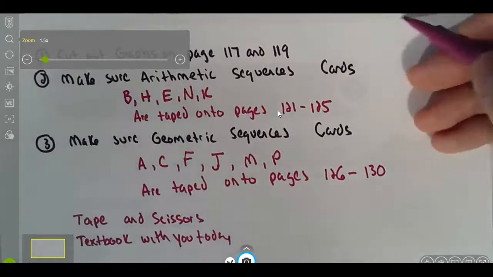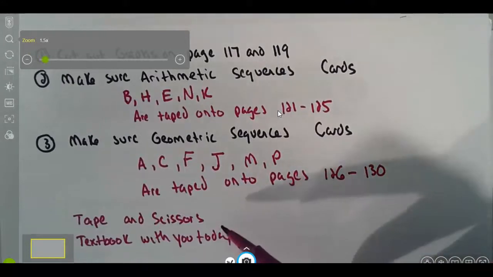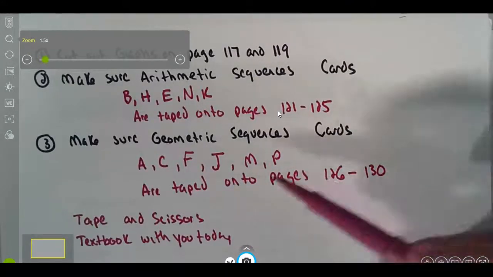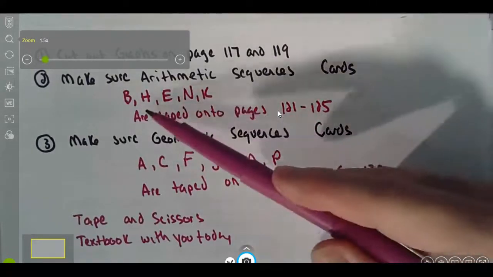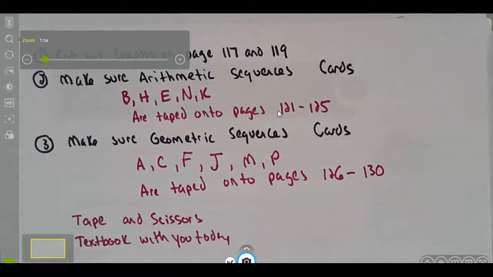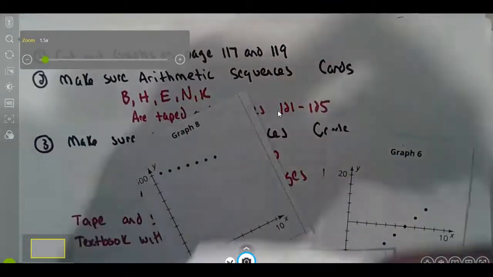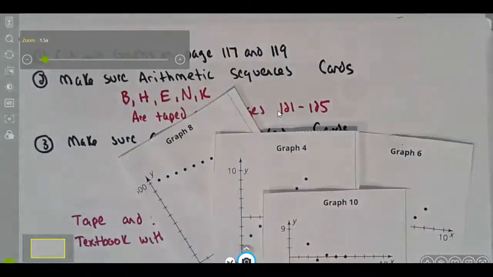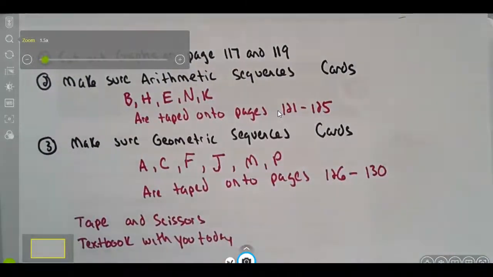So just remember, guys, this is what we're trying to get ready for today. Make sure you have your textbook ready, have some scissors and tape, and that you have taped A, C, F, J, M, and P to pages 126 to 130, and then you have taped B, H, E, N, K to pages 121 through 125, and you have cut out all of the graphs on 117 to 119. So you will have a whole bunch of the graphs. Okay, so if you could try to make sure you have that. I'm going to continue on, guys, just to walk through what you are working on right now.